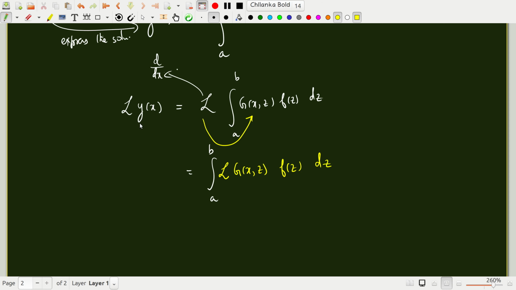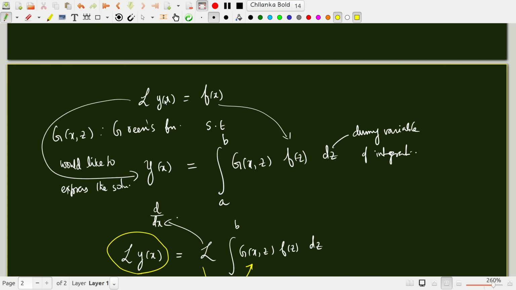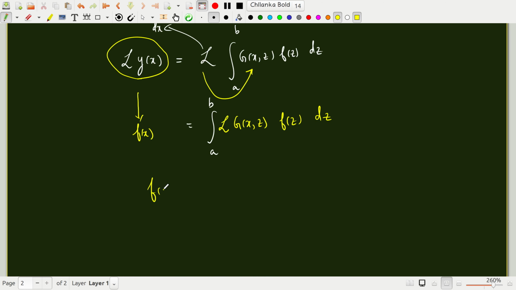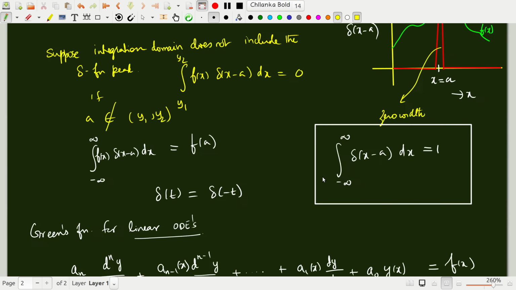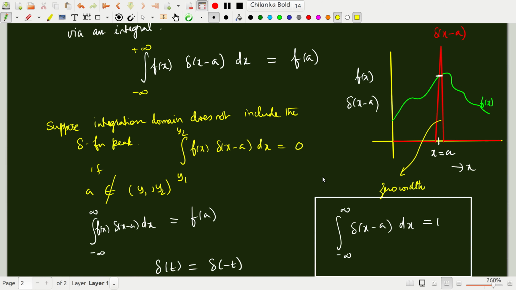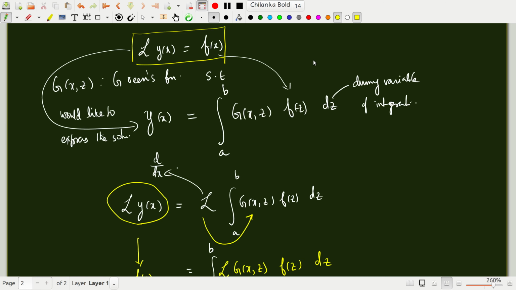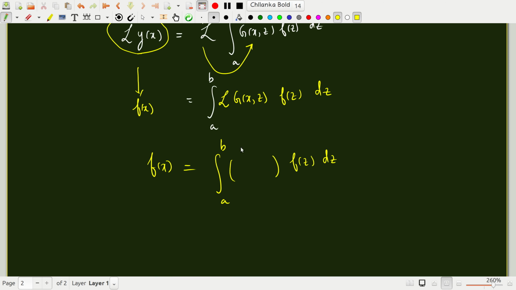But from the definition of the governing differential equation, L y of x is nothing but f of x, because that's what we set out to solve in the beginning. So you have f of x being written as the integral from a to b of something times f of z dz. Now we just saw that this happens only in the case of a delta function: if f of x is multiplied by delta of x minus a and integrated, you get f of a. Similarly, on the left side you have f of x, and on the right side an integral of something times f of z dz. So this must be delta of x minus z.